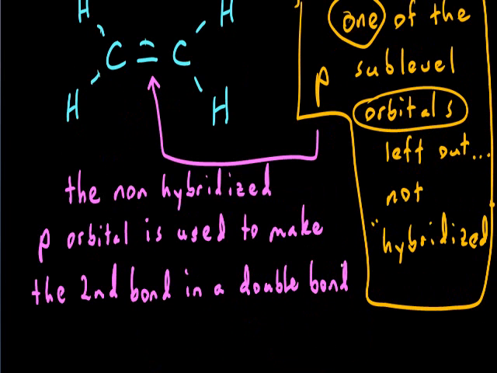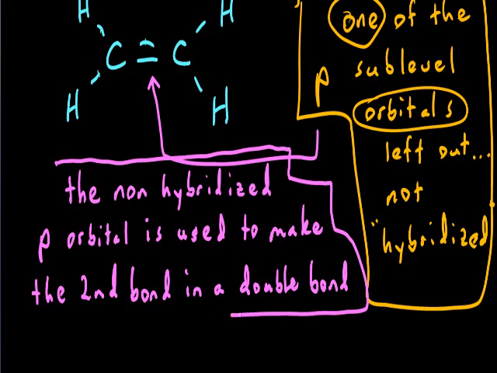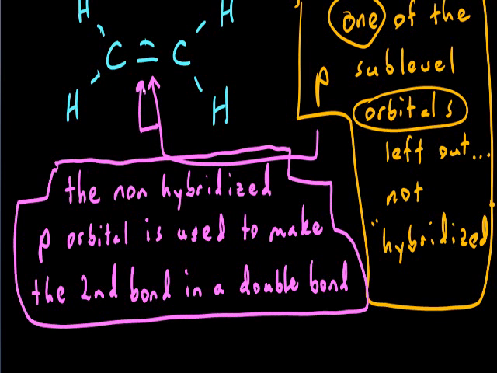It's this non-hybridized p orbital that's utilized in our bonding arrangement to make the second bond in our double bond. So the p orbital that did not get blended or hybridized is utilized to make the second bond in a double bond. Let's focus on one of the carbon atoms in our structure, where we said it has an sp2 hybridization scheme. The orbital geometry in this would be trigonal planar with 3 equally spaced orbitals.